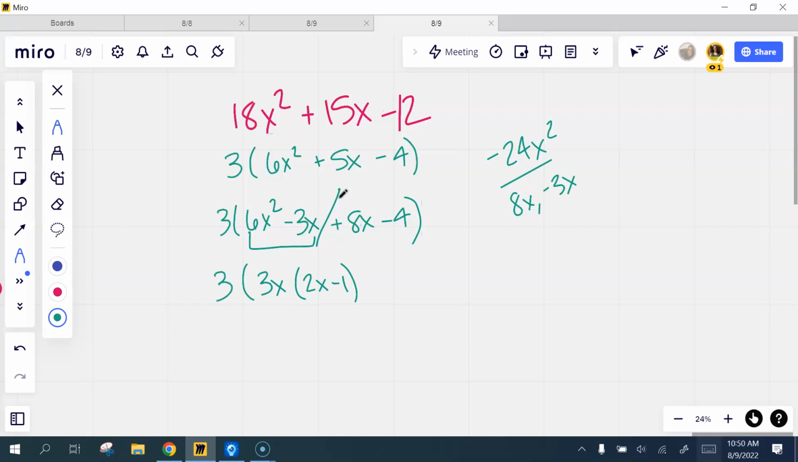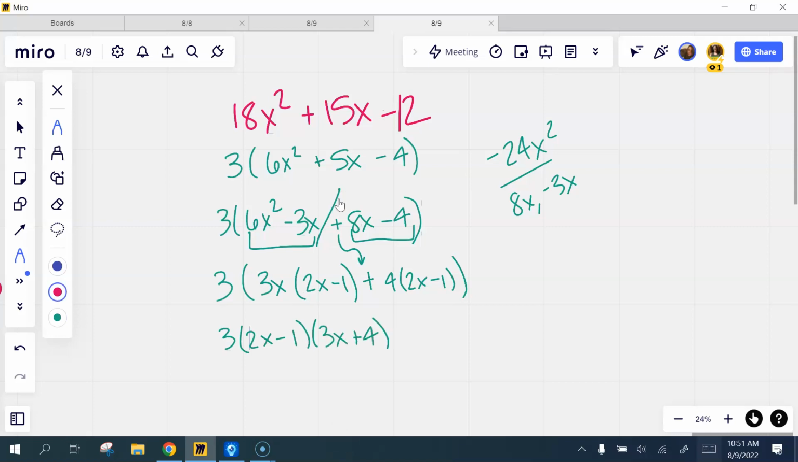You did it the other way. Okay, I'll do it the other way and show you. The middle sign stays. GCF here would be what? 4. It leaves me with 2x minus 1. So I have 2x minus 1, 3x plus 4.